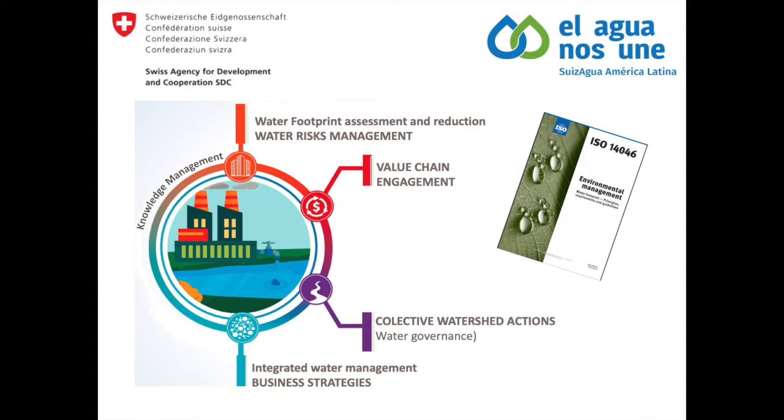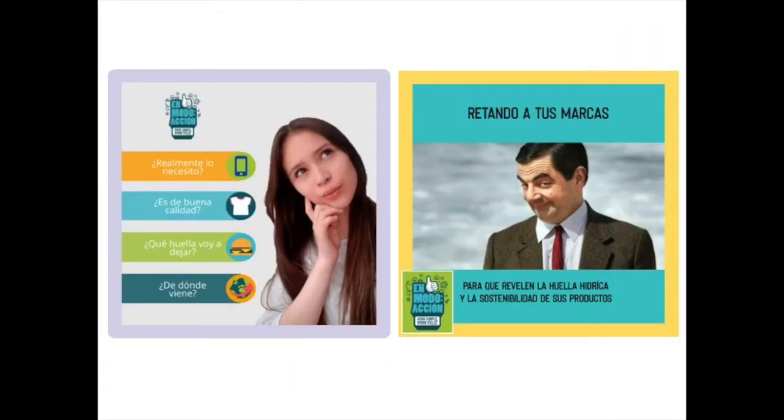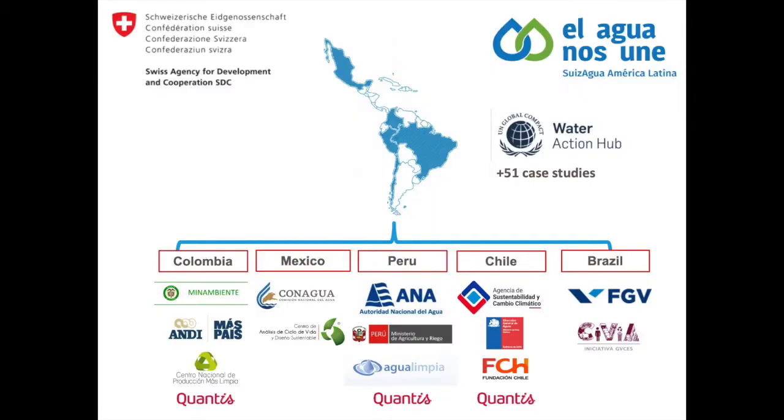The goal is to include integrated water management in the business strategies, as well as to promote more sustainable consumption habits. Up to 2020, more than 51 case studies have been developed in 5 Latin American countries, which are Colombia, Mexico, Peru, Chile, and Brazil. In each country, we work along with key institutional and consulting partners. You will find the fact sheets of the results per company in the Water Action Hub, which is the online platform of the United Nations Global Compact.